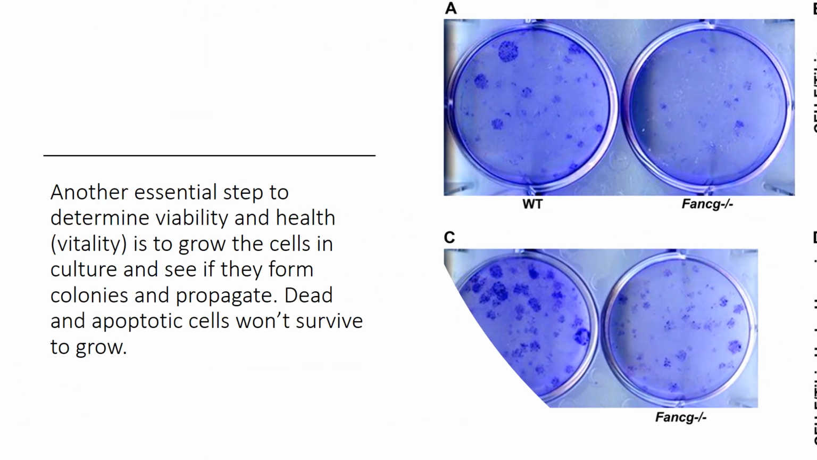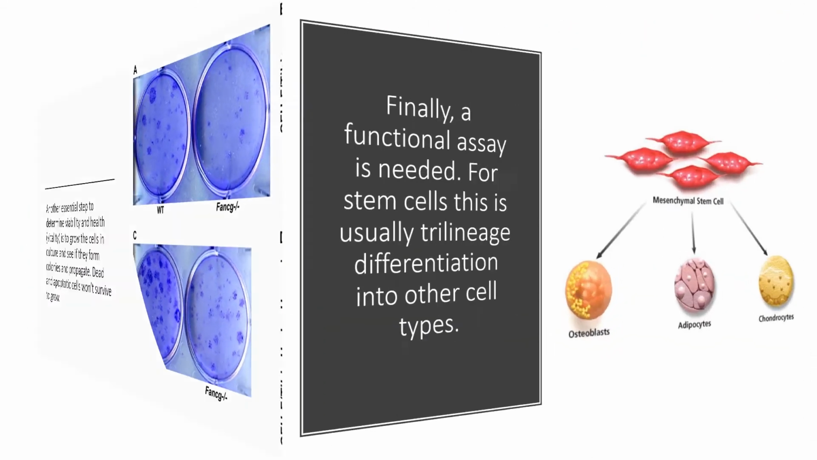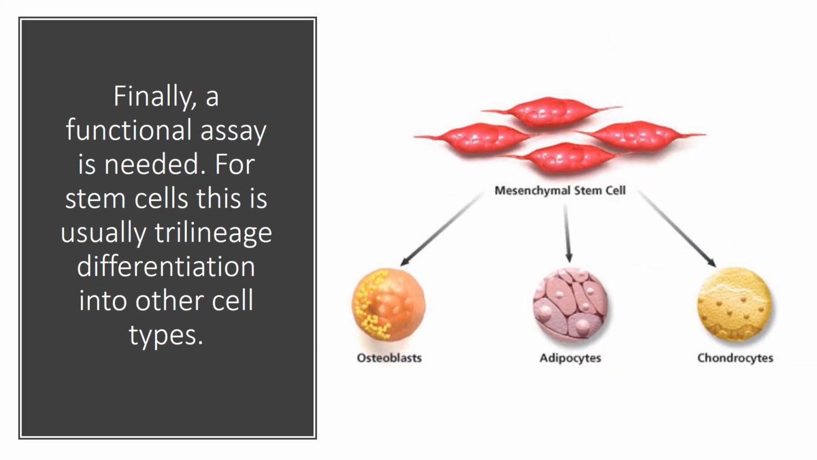Another essential step to determine viability and vitality is to grow the cells in culture to see if they can form colonies and propagate. Obviously, dead and apoptotic cells won't survive and grow. And finally, for stem cells, you need a functional assay. And this is usually tri-lineage differentiation for mesenchymal stem cells to make sure that they can still function, i.e. become osteoblasts, adipocytes, and chondrocytes.